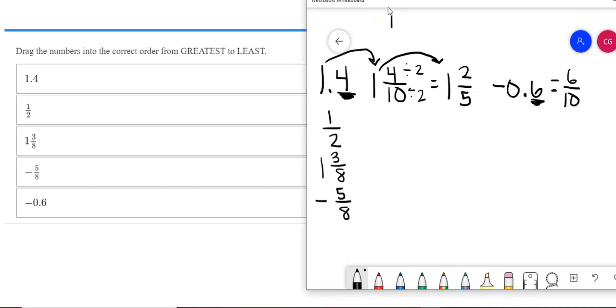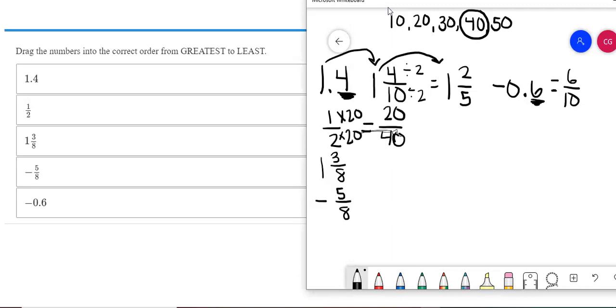So I'm going to write my 10s out. So I have 10, 20, 30, 40, 50. I'm going to stop right there. I'm going to see 5 can go in all of those, 2 can go into all of those, but 8 can only go into 40. So I'm going to change these all to have 40 on the bottom. To make 2 become 40, I have to multiply by 20. So that turns into 20/40.